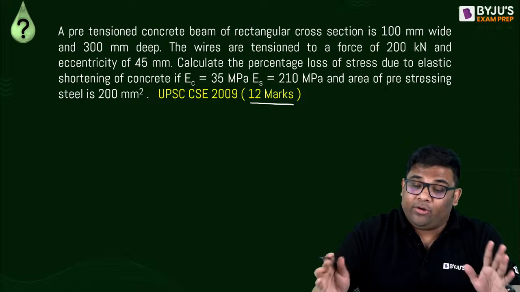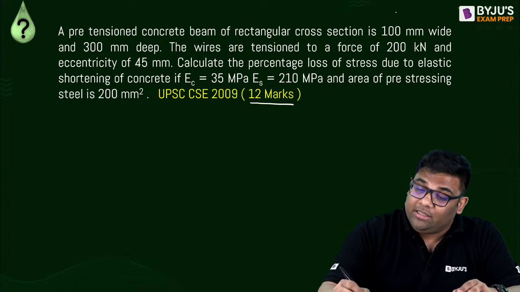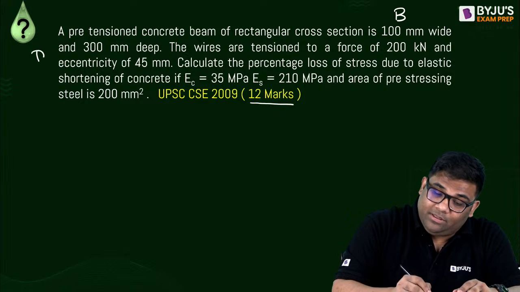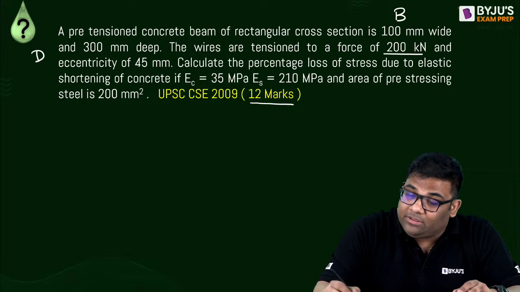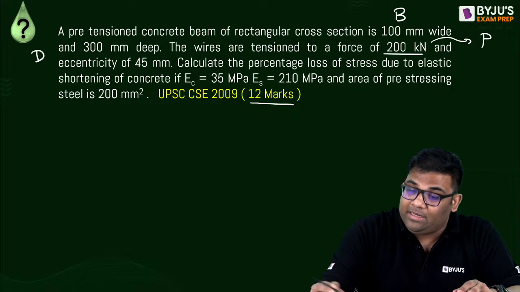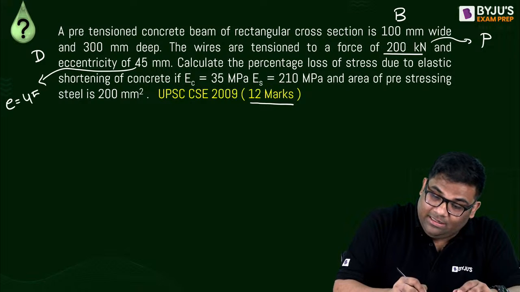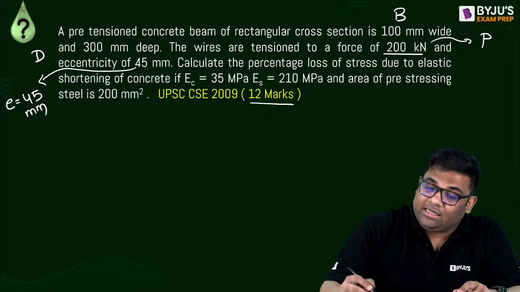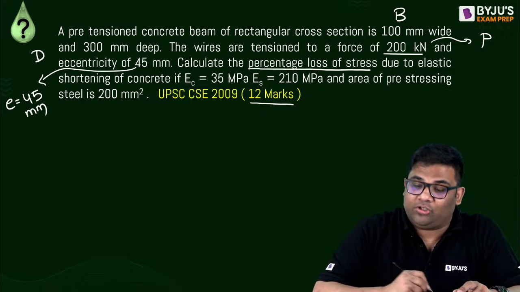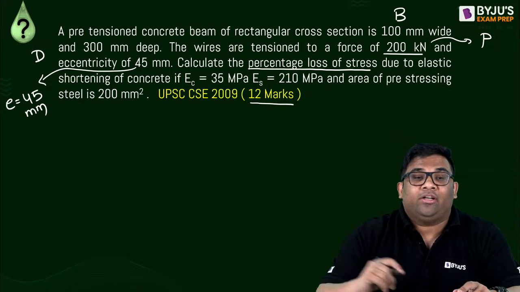A pre-tensioned concrete beam, a rectangular cross section, this much wide, this much deep. Yes, the pre-stressing force is given here, directly the force they have given. Eccentricity also they have given. So they have made life a little bit easy here. Now what have they asked? Calculate the percentage loss due to elastic shortening of concrete.